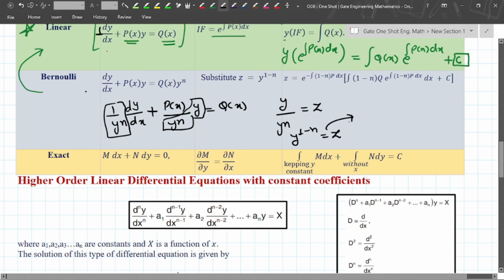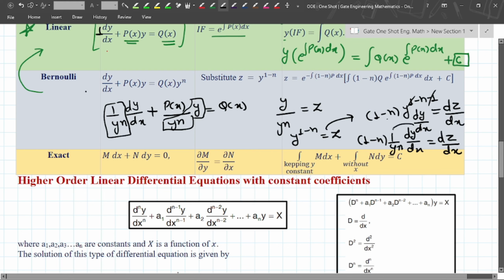And now if you differentiate this, it will be 1 minus n, and then y to the power 1 minus n minus 1. After that you can write dz by dx here, and obviously dy by dx is also here. So it will be 1 minus n, 1 upon y power n dy by dx is equal to dz by dx. Now you can replace this with this kind of linear differential equation. Your non-linear differential equation will be converted to a linear differential equation, and you can find the solution. This may be the generalized solution, or you can even use this one.